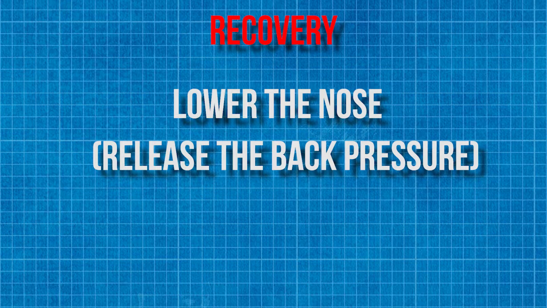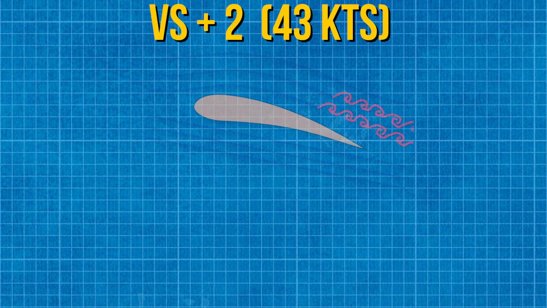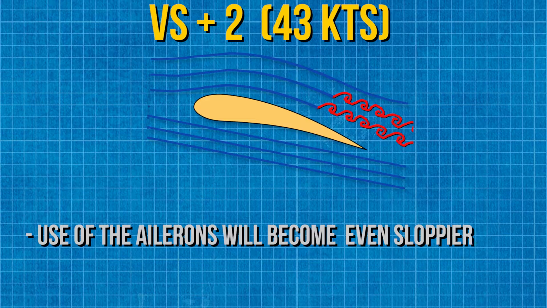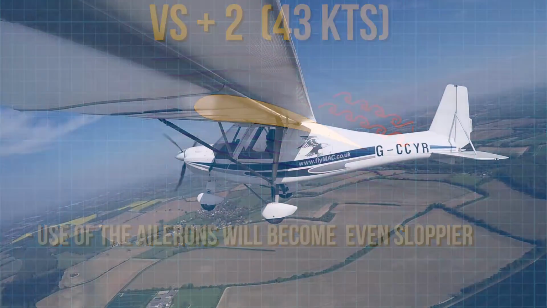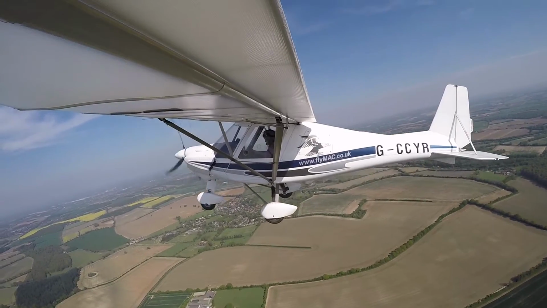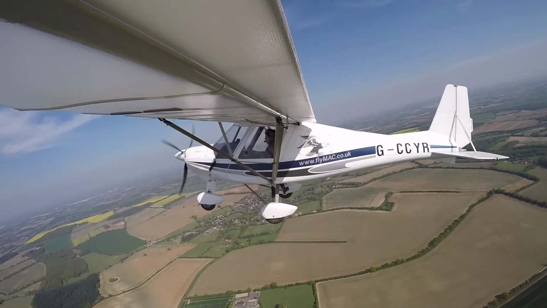Now let's talk about slowing the aircraft down to VS plus 2, or the incipient stall. Once again, the controls will become even sloppier. You might have even more back pressure on the stick, leading to slow flight. This usually results in a much higher angle of pitch and a reduced view of the horizon.